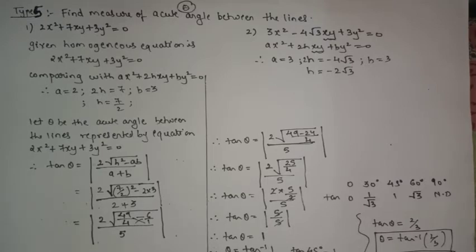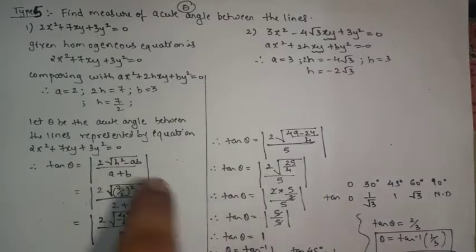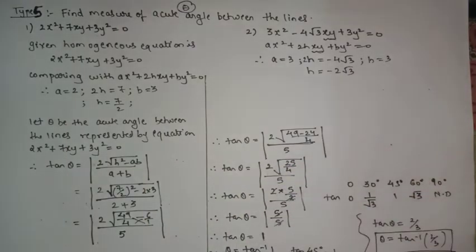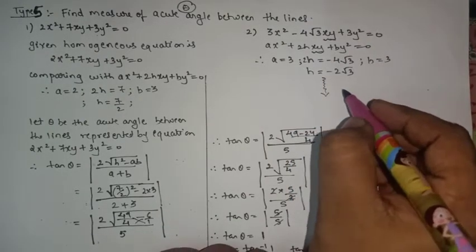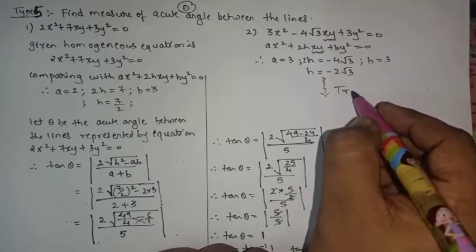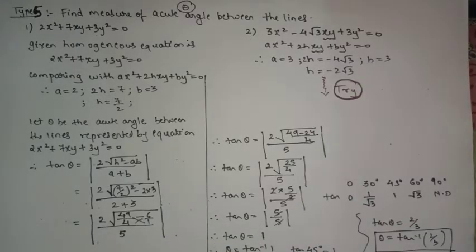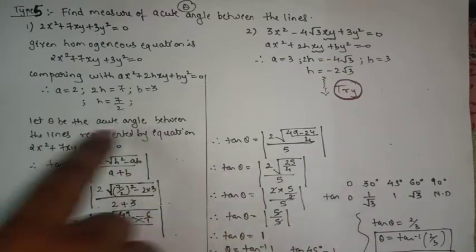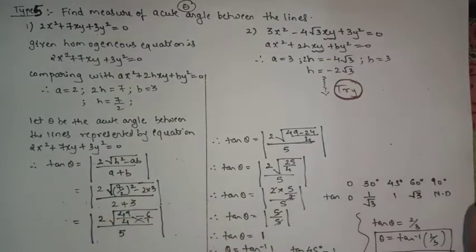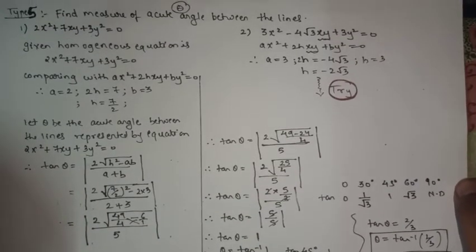Understood? After that, the same way, you will write let theta be the angle between the lines, apply the formula for tan theta, substitute the values, and easily you can find the answer. I hope after this you can solve it by yourself, so it's my request to try this sum by yourself. As we got the values of a, h and b, simply write this step, apply the formula, substitute the values, and you will get the answer. If you are getting some unknown answer, you will stop your answer there only. So in this way you can find your answer.